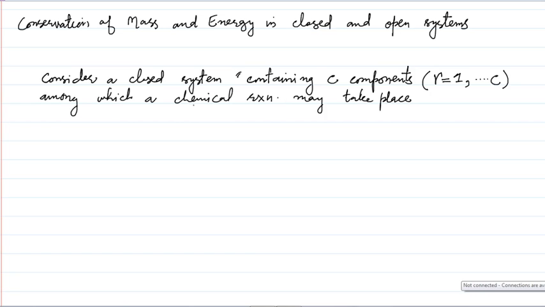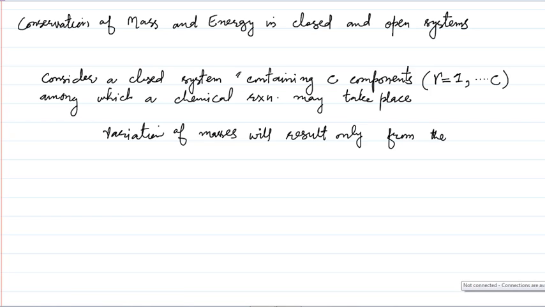So in such a system, any variation of mass will result only from the chemical reaction. That means variation of masses will result only from the chemical reaction.